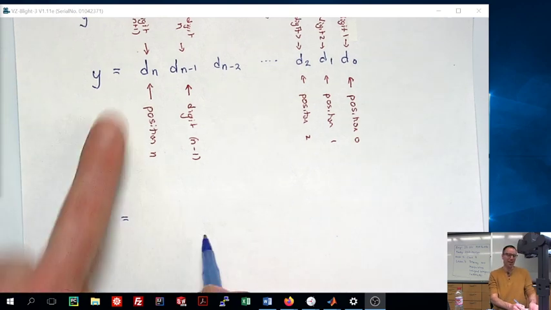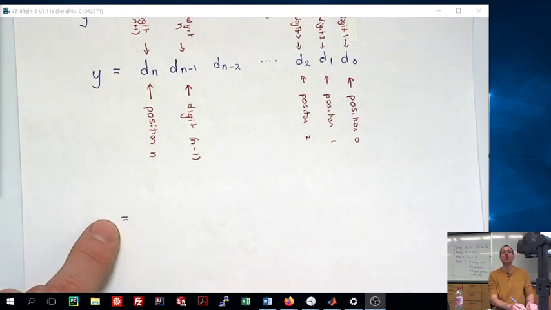Okay, so what is this in terms of its actual value? How do I represent this as a linear combination of base 10s?